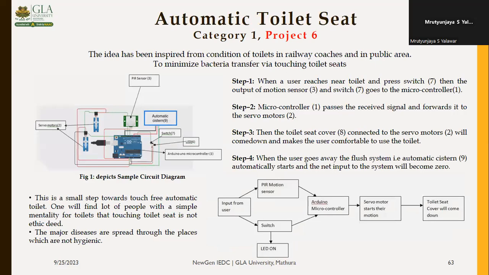This is an automatic toilet seat. See, this is the problem with public places: public toilets, railway toilets, running train toilets. There are so many problems. There is no automatic system available to maintain hygiene on the seat. In this technology, a circuit with electronic components is implemented to maintain automatic hygiene.